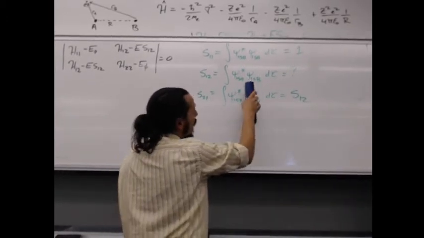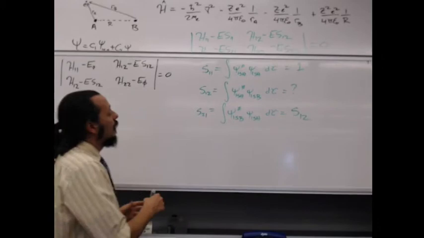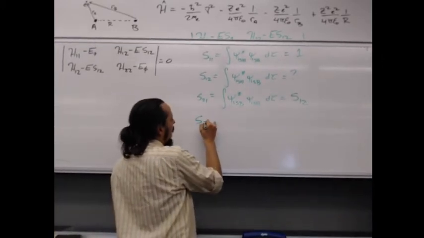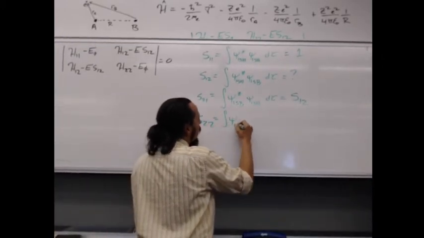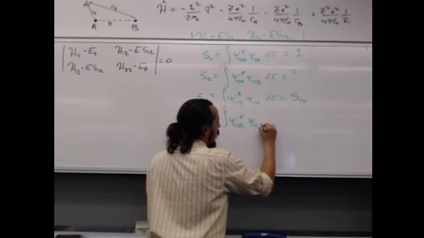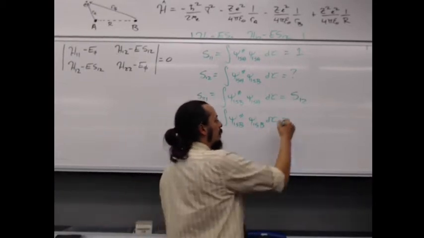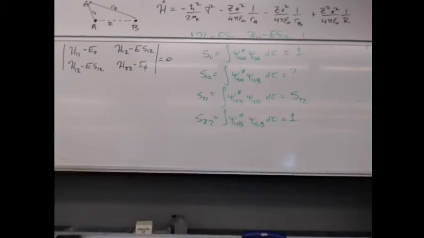Let's do, and I'm going to come back to these integrals. These integrals are actually not fun to solve. Would S22 be the same as S11? Yes. S22 would be equal to the integral of psi 1sb star psi 1sb d tau. So if I'm centered on B and I'm using my wave functions on B, that's just equal to 1.